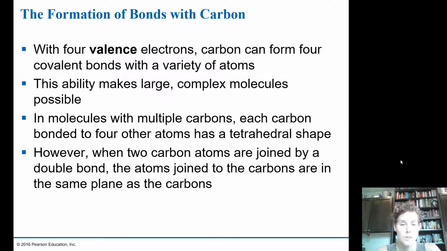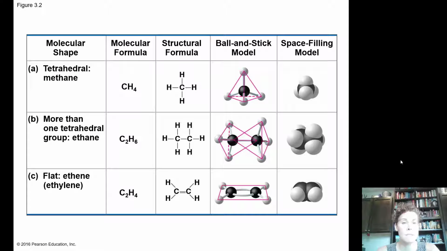In molecules with multiple carbons, each carbon bonded to 4 other atoms has a tetrahedral shape. However, when 2 carbon atoms are joined by a double bond, now they're on the same plane as the other carbons. So what I want you to know, with this table, is to understand that CH4, while you might see it in the molecular formulation, know what it looks like structurally, get an idea of the ball and stick figure, and then the space filling model also.